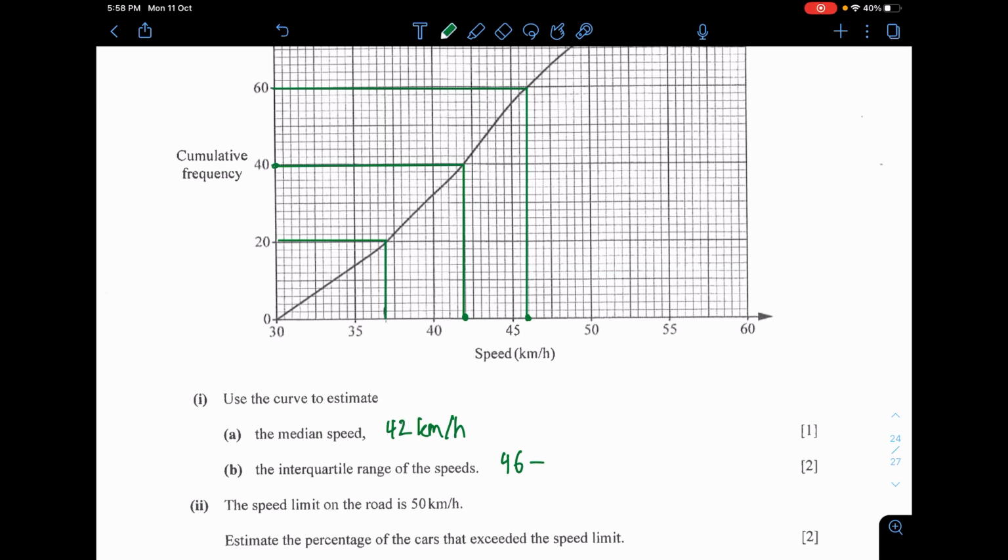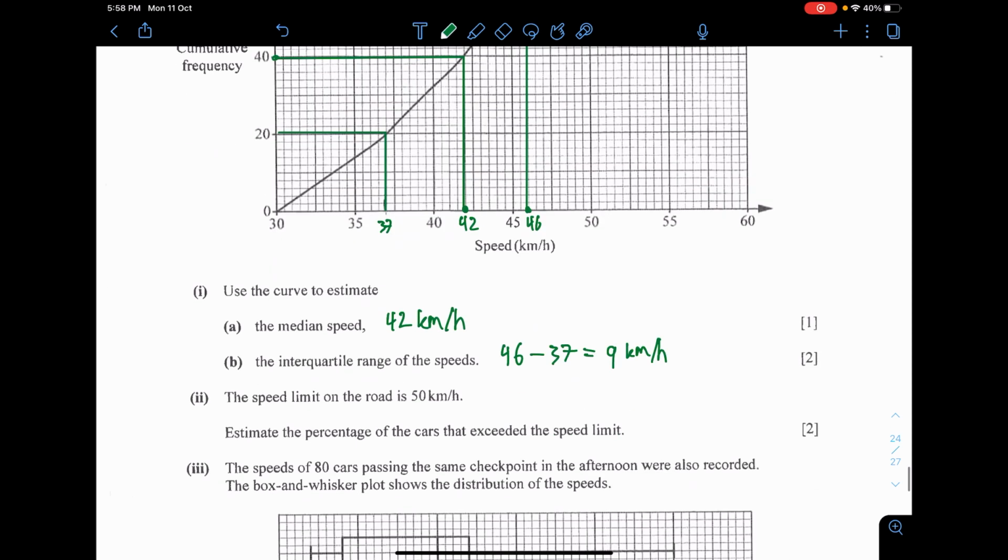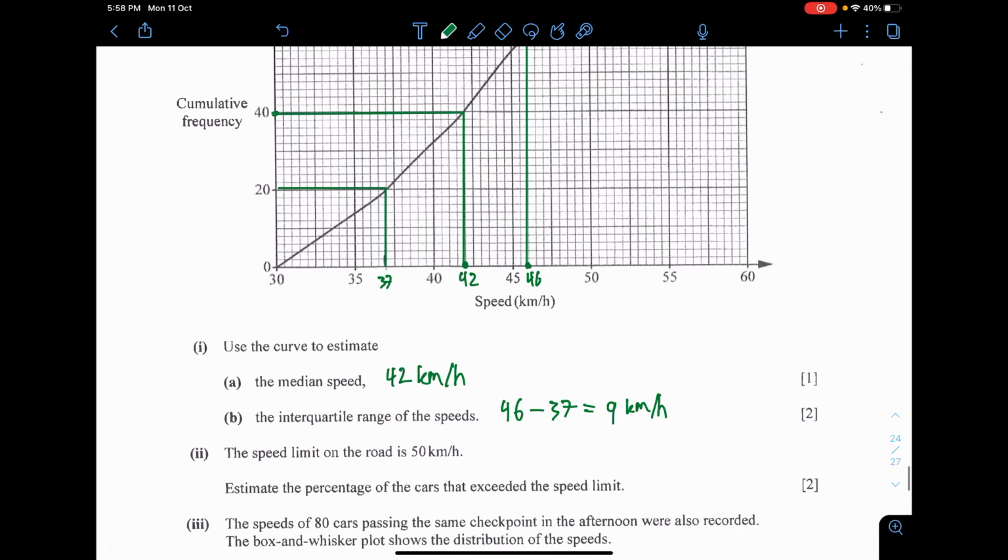So then Q1 should be here. Okay, let me just mark it. This is 46, this is 42. This one will be 5, 6, 7. Yeah. So then the median is actually 9. I mean median, interquartile range. My bad.